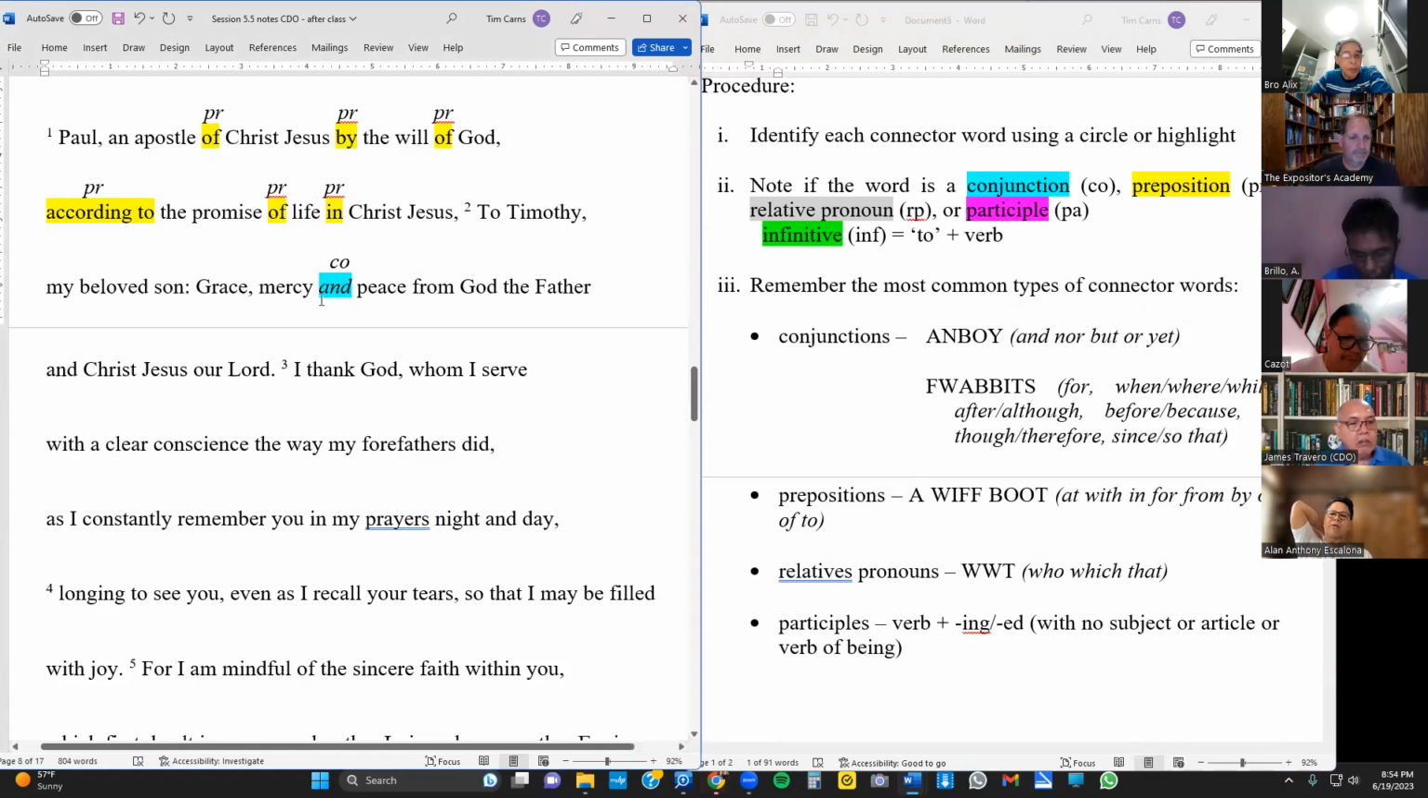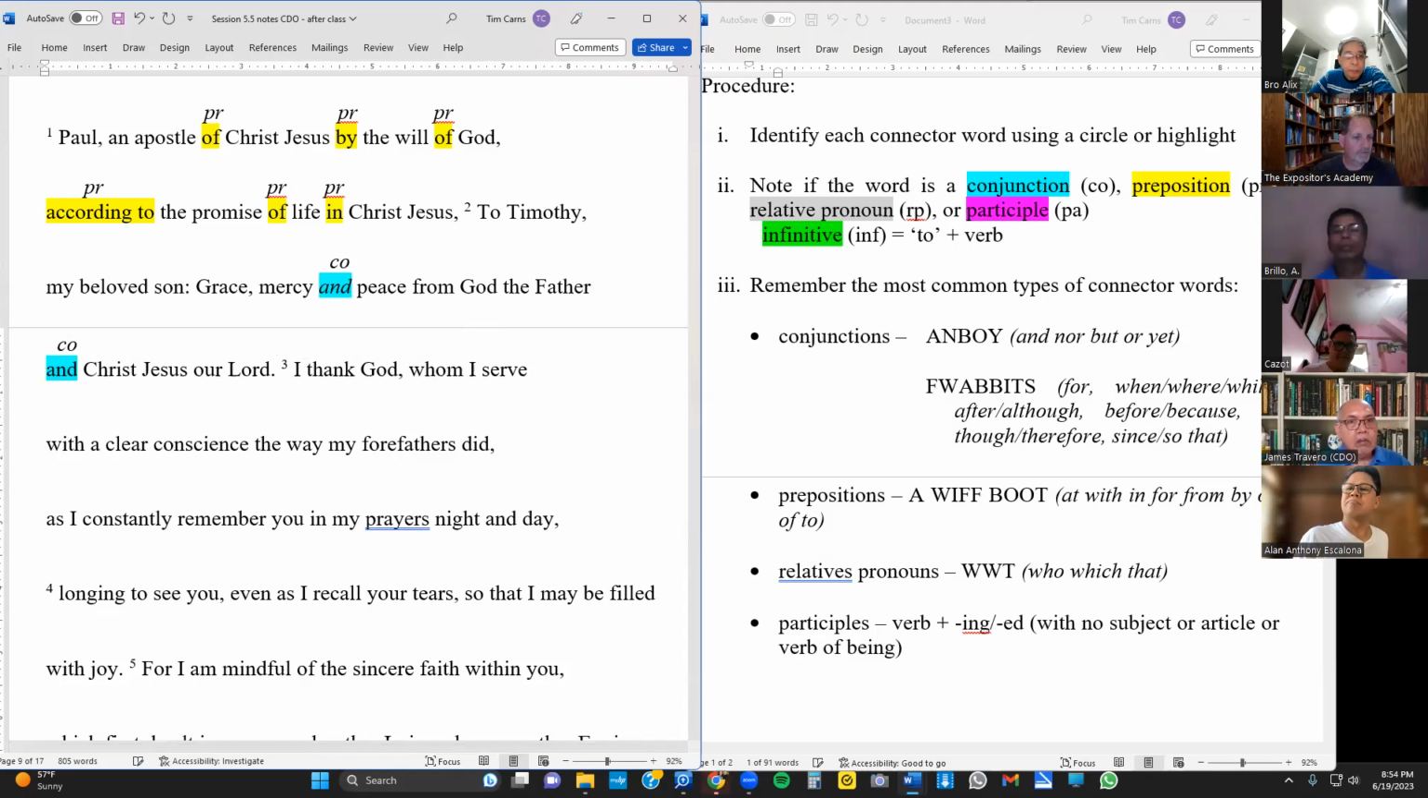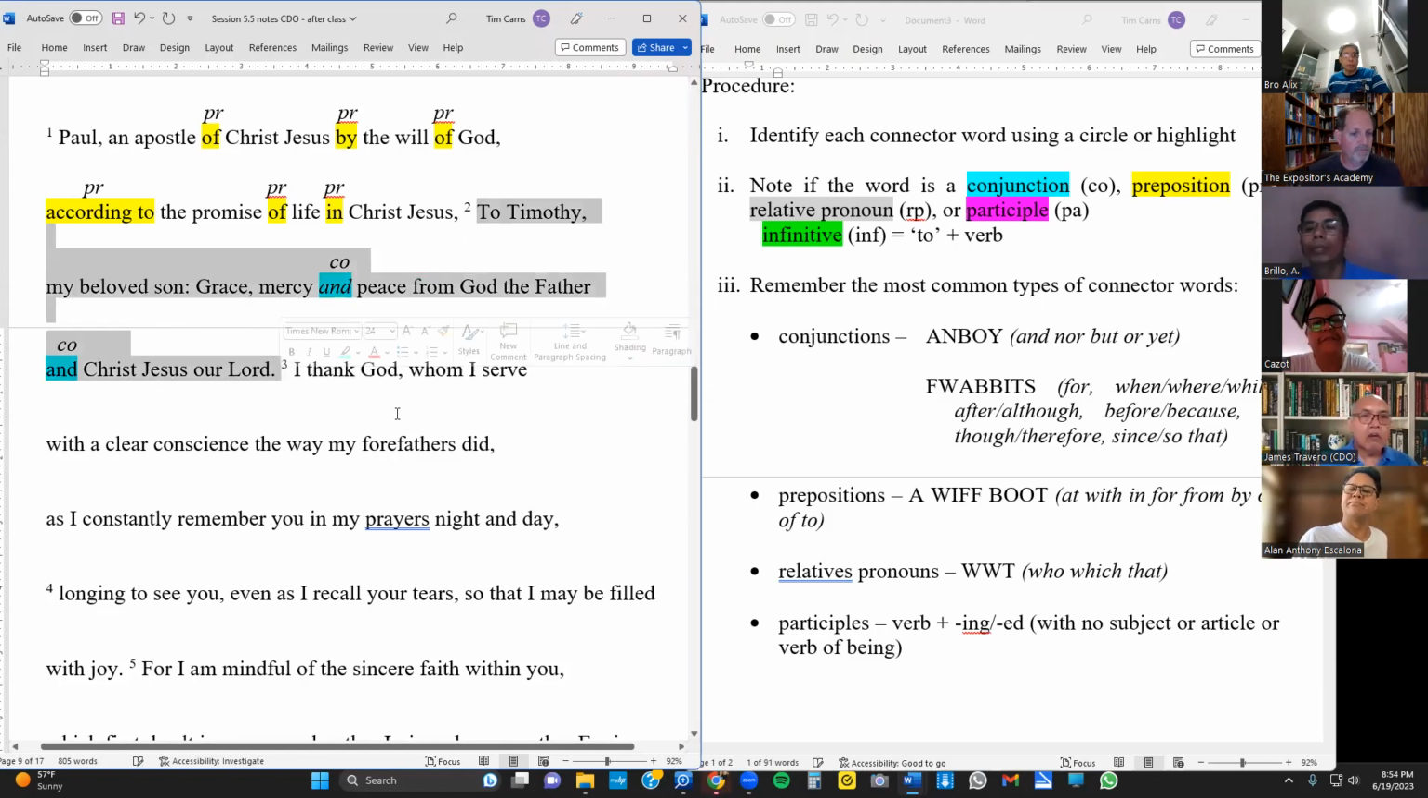Okay, the "and" that connects the Father and Jesus Christ, our Lord. And what kind of connector word is that? Conjunction also. Same thing, coordinating conjunction. So I'm going to put CO there. Very good. Any others in verse 2? I don't see any conjunction. Okay. Anybody else see any other connector words just in verse 2 here?